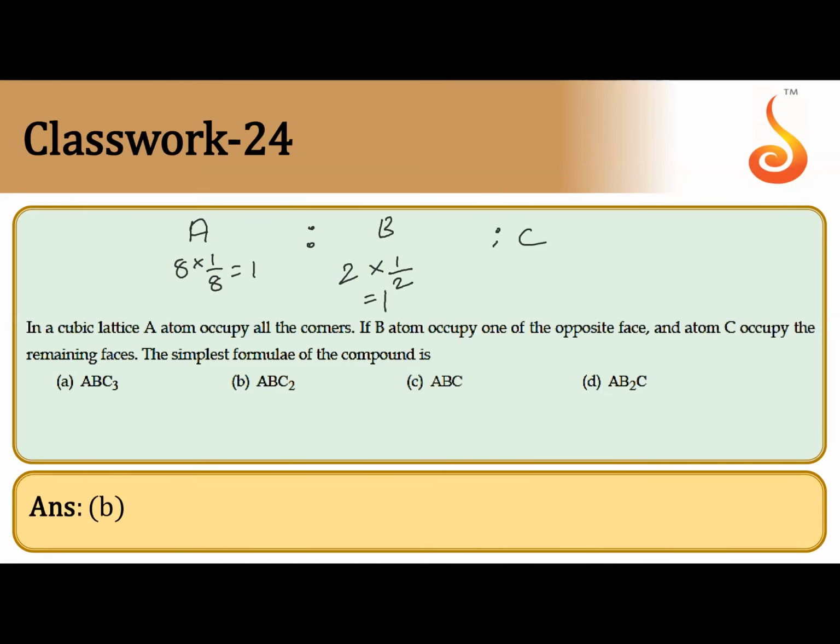Atom C will occupy remaining faces. Remaining faces means what? Out of 6 faces, atom B is occupying 2 faces. So therefore, remaining faces are 4. Once again into 1 by 2, that is equal to 2. So A is to B is to C is equal to 1 is to 1 is to 2. That means A B C2. Option B is correct.